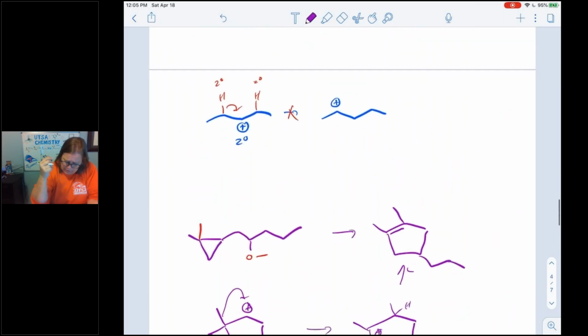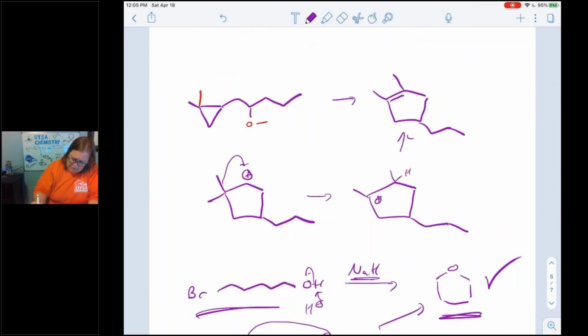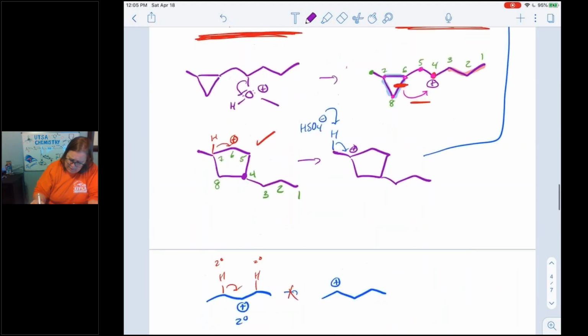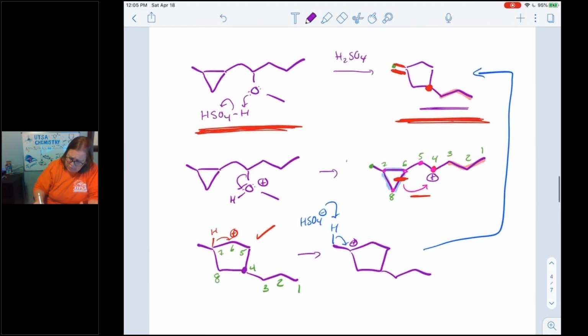Obviously, this is an alkyl shift, right? When I open up this ring, so when I do this ring expansion, it's a form of an alkyl shift. But in this particular problem, we had an alkyl shift and then a hydride shift. Guys, I'm not going to give you anything like that unless it's a problem like this.